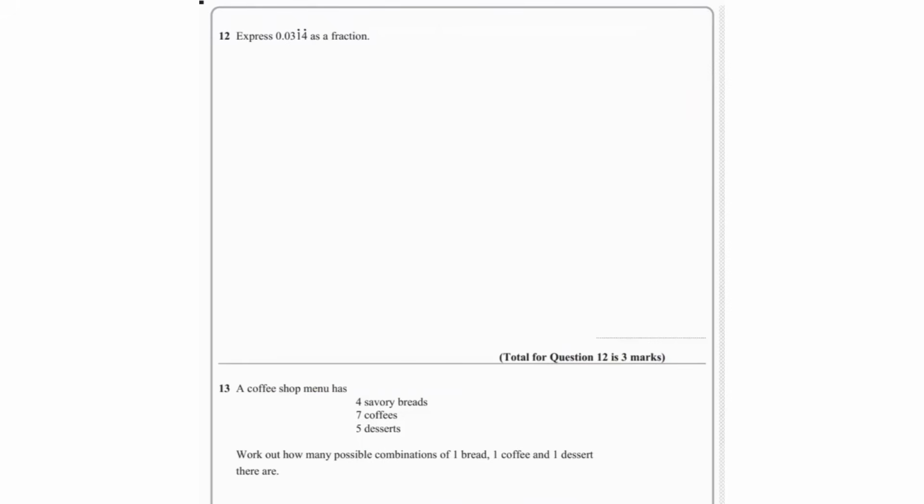The next question is on recurring decimals. It says express 0.314 recurring as a fraction. So in these type of questions, what we do is begin with assuming that the recurring decimal equals x. So 1, 4 is being repeated, not 3, because the dots are on 1 and 4. Next, you're going to multiply 0.314 with 10. So x also gets multiplied with 10 because x is 0.314 recurring. That's going to be 3.14 recurring now.